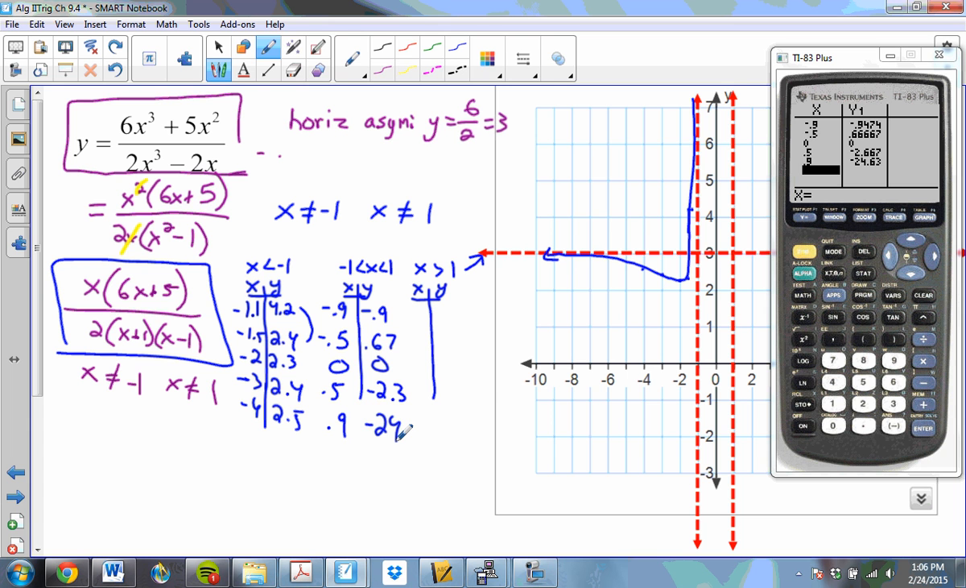I'll try and graph that as best I can. -0.9, -0.9 is basically here. -0.5, 0.67 is kind of around here-ish. 0, 0 is here. 0.5, -2.3 is here. 0.9, -24 is way down here. So this graph is following this asymptote and then it has its little spike, and then comes back down. That asymptote.